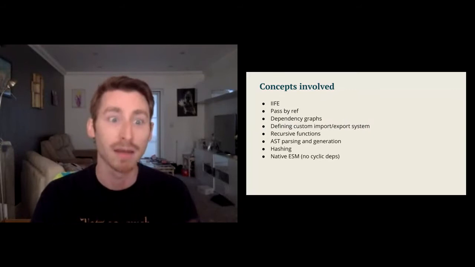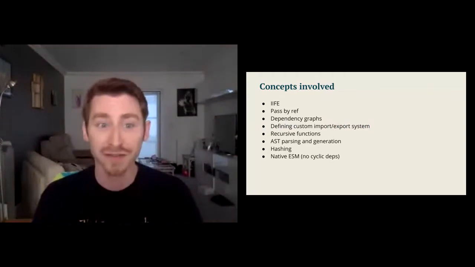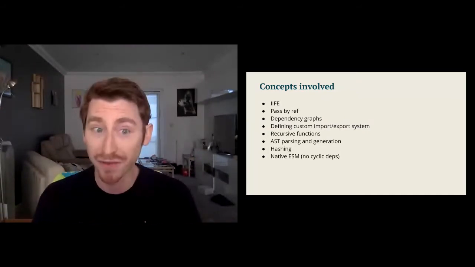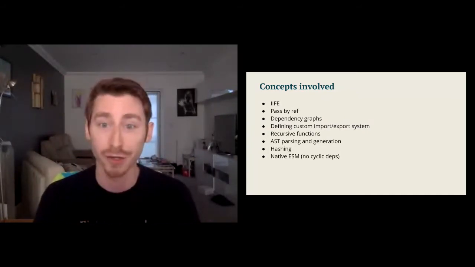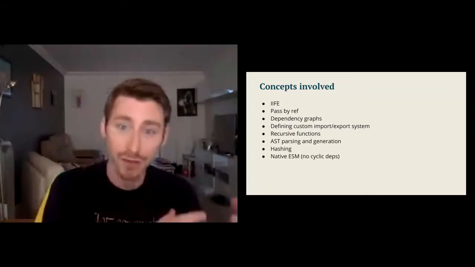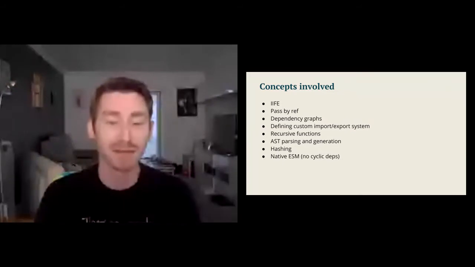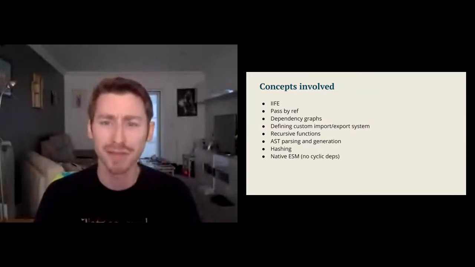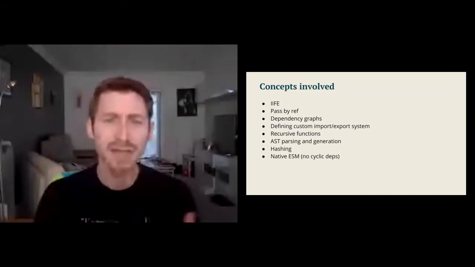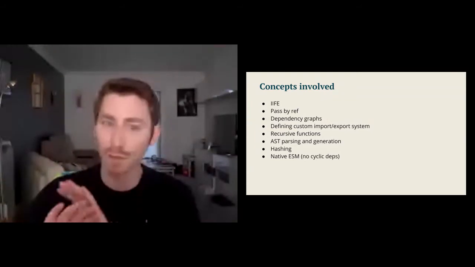We've got an IIFE, an immediately invoked function expression. There's pass by reference. There are dependency graphs. We're defining a custom import and export system, which is completely taken from Webpack. There are recursive functions. There's some AST parsing and generation, AST being turning source code into its tokenized form, so taking it from code or string to an array of objects. There's some hashing involved, and also native ESM usage. So we're going to be using Node 13+, so we get the native ESM functionality and its compile time checks. It's important to mention that I'm going to be ignoring non-JavaScript stuff, so CSS, images, fonts are not going to be touched on today.